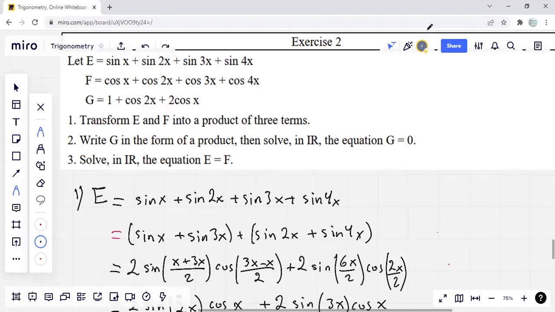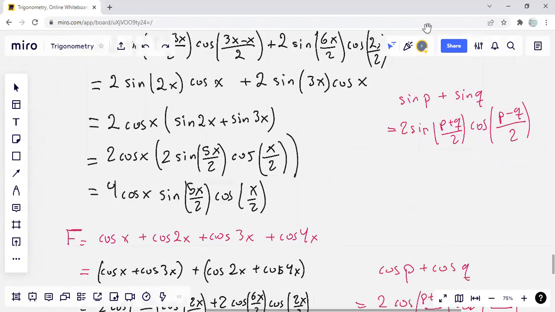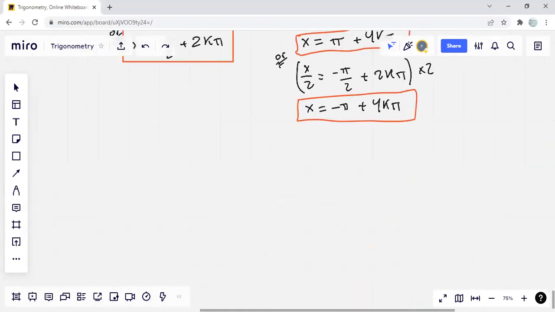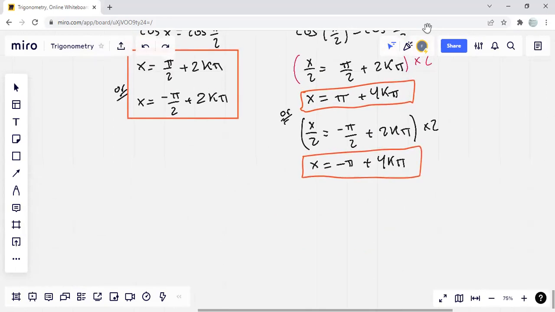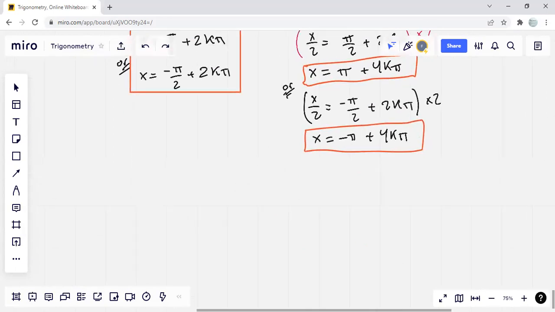We solve it like we solved earlier: either this one is equal to 0 or that one is equal to 0. And in both parts we said solve in R. He didn't specify an interval, so we keep it as plus 2k pi. Of course, if an interval is specified, we have to check which solutions are accepted or rejected.